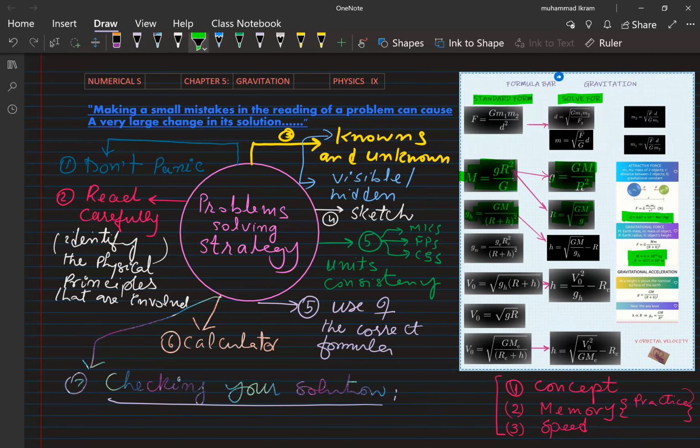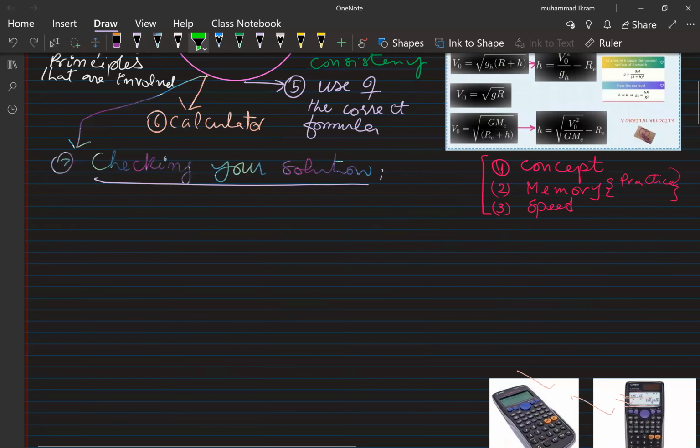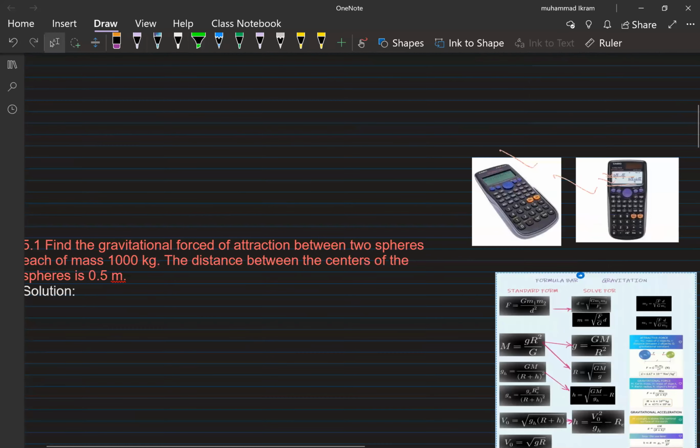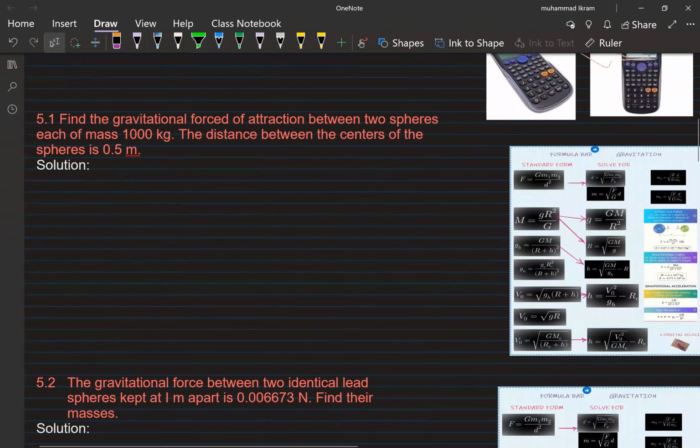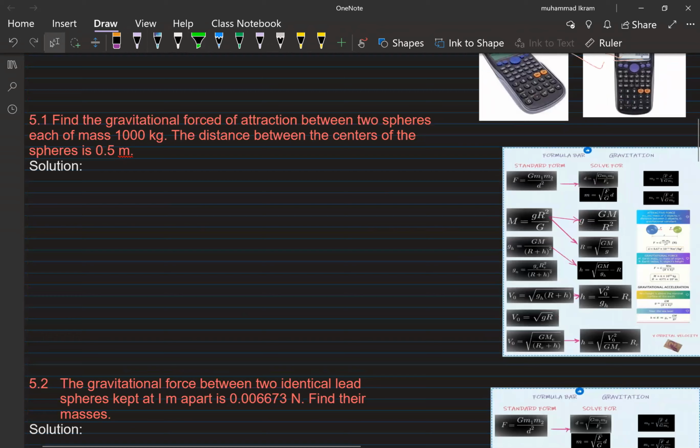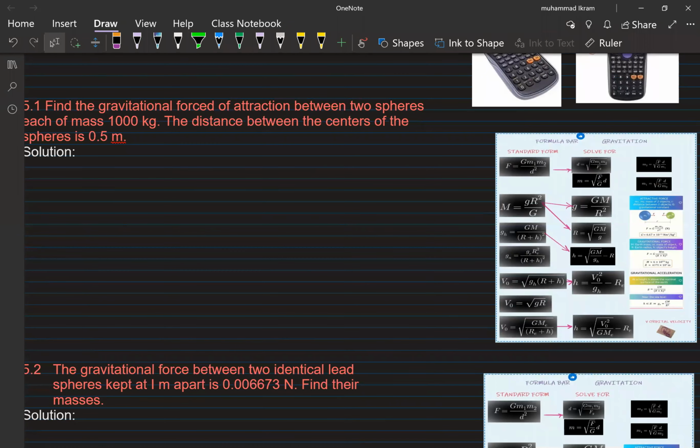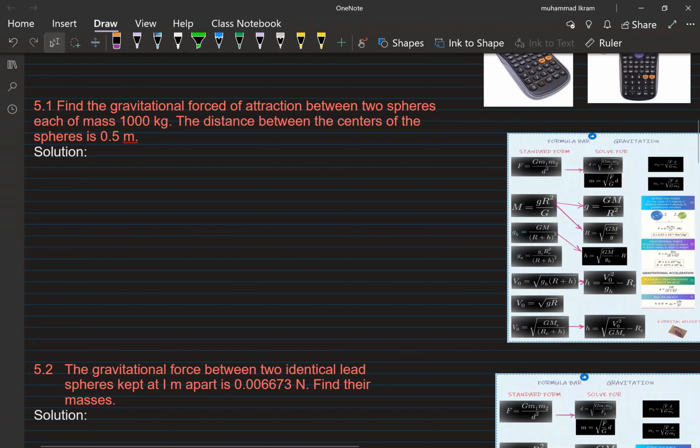Now for practice, let me solve some numericals for you. We will be applying those principles right now. Look at this numerical. The first numerical: find the gravitational force of attraction between two spheres, each of mass 1000 kilogram. The distance between the centers of the spheres is 0.5 meter. If you look into the solution of this problem, in the data you must first find out your givens, that is, what is given.